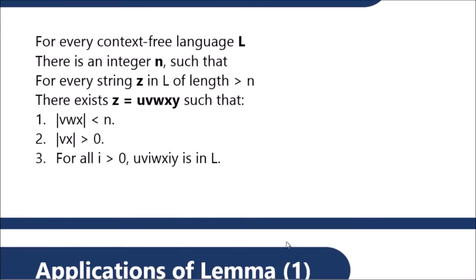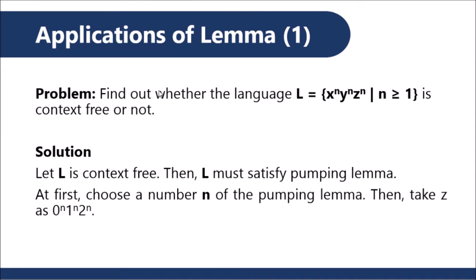Application of the lemma. Problem: find out whether the language L = {x^n y^n z^n, where n is greater than or equal to 1} is context-free or not. Solution: let L be context-free, then the language must satisfy the pumping lemma. First, choose a number n of the pumping lemma, then take z as 0^n 1^n 2^n.